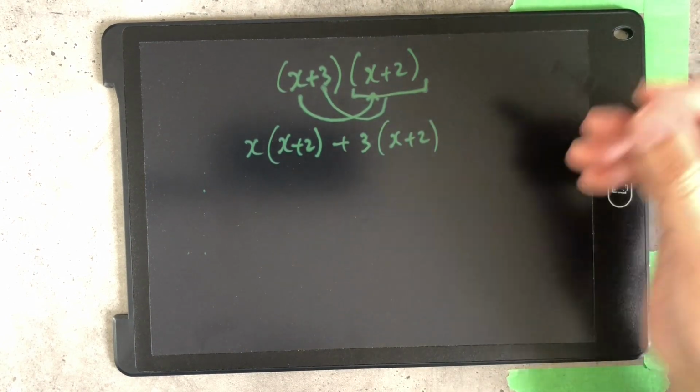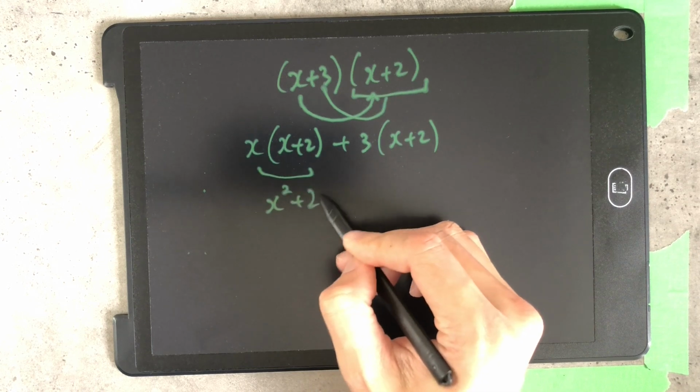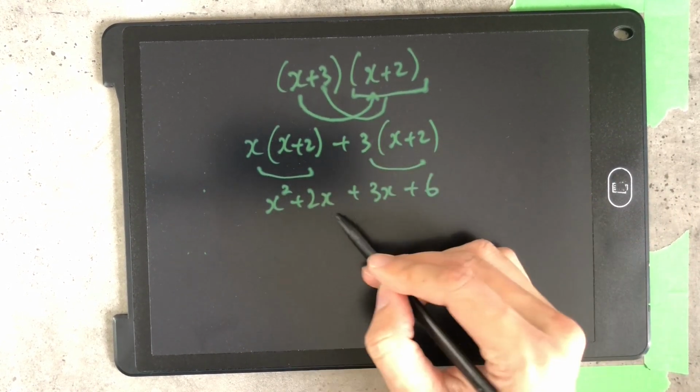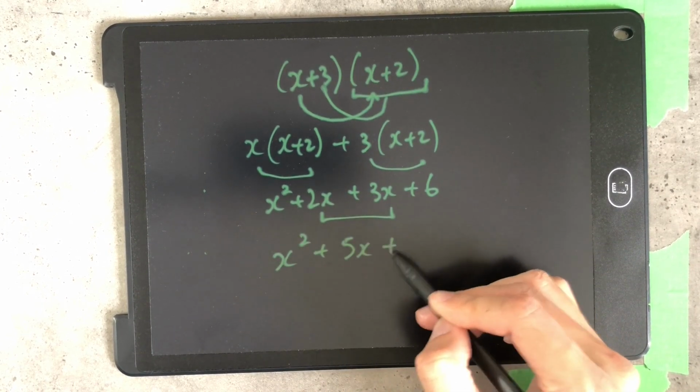We're just reversing the procedure here. Now we're going to expand this. I have x squared plus 2x, and here I have 3x plus 6. Now I can combine the x's. I have x squared plus 5x plus 6.